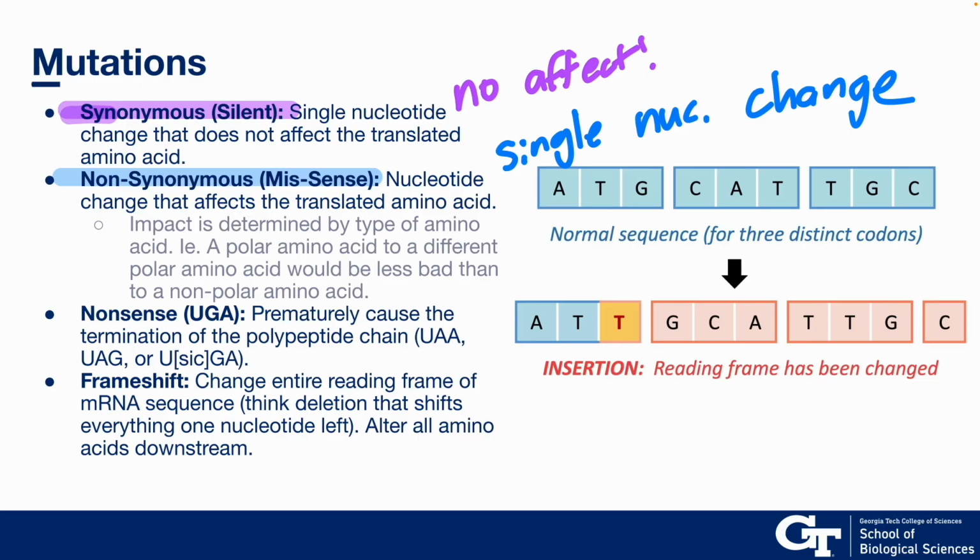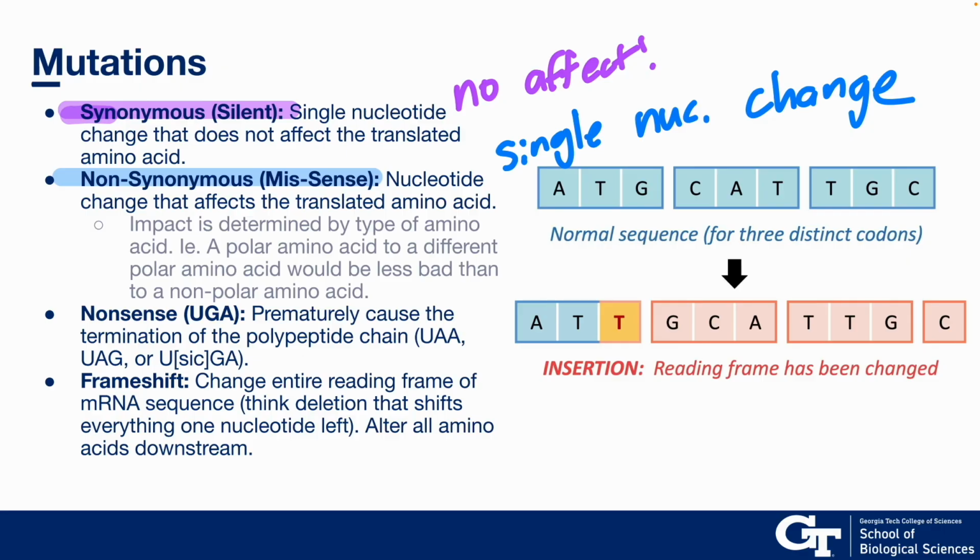But what might even be worse than a nonsense mutation, even though nothing can really be worse than UGA, is a frameshift mutation, right? So a frameshift mutation is going to shift how the codons are read. So for example here, we had the insertion of a T, and what happens? Instead of reading ATG, we read ATT, and that G is pushed to the next codon.